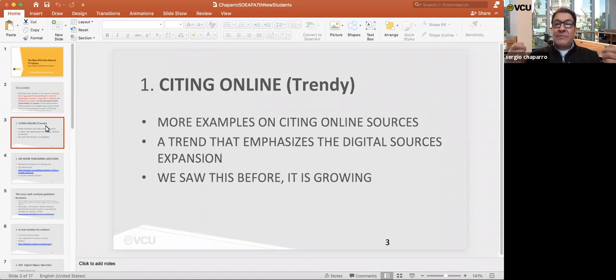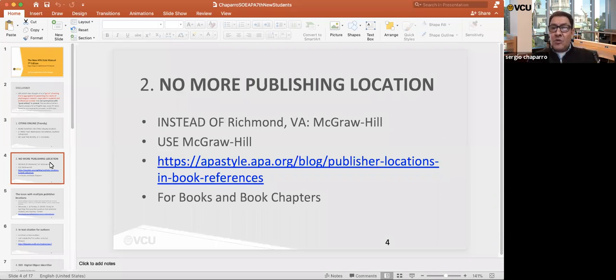Citing online has become trendy. So the new edition of the APA style manual brings a lot of new examples about online citations. This trend emphasizes the digital resources expansion that we see all around us. We saw this happening, so clearly it's growing. What is new? No more publishing location, for example, okay, which used to give me a lot of headaches. I was also a grad student. It used to give me a lot of headaches inserting the multiple cities of the publisher.